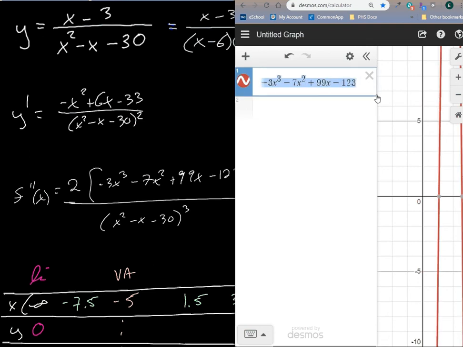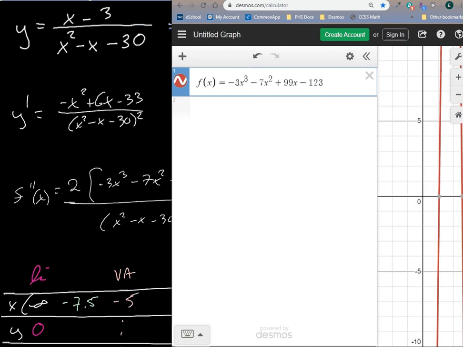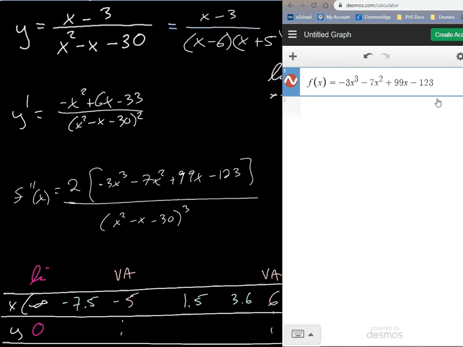I'm gonna graph, I need to make this bigger. So I'm gonna set up a function for the second derivative. How'd you do that? I just highlighted it and hit parentheses.